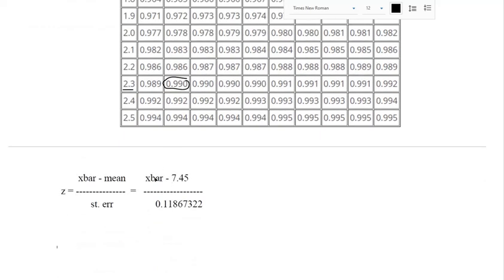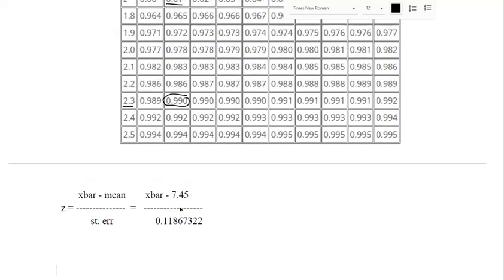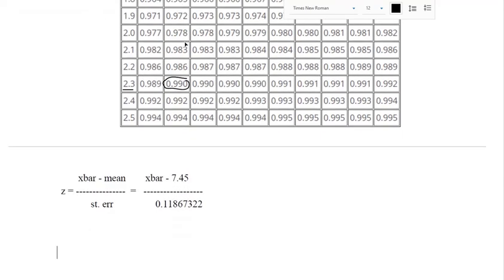Okay, so we need to find x bar. We know the population mean and the standard error. So we can put in 2.31 for the z-score here. X bar subtracted by 7.45. Then we divide by the standard error.